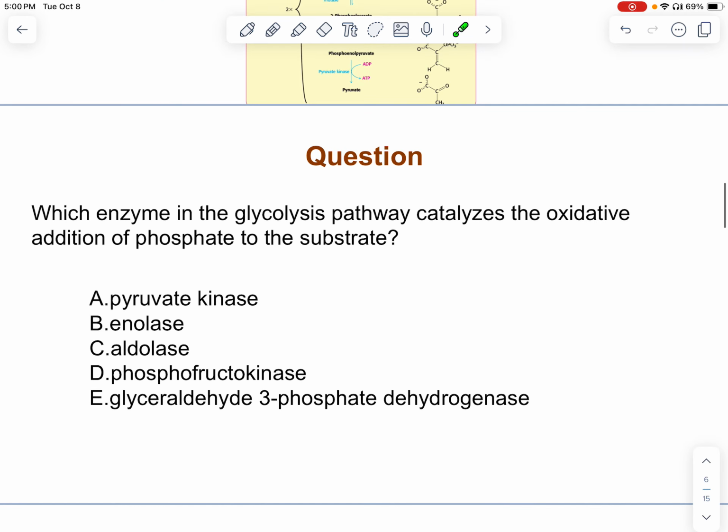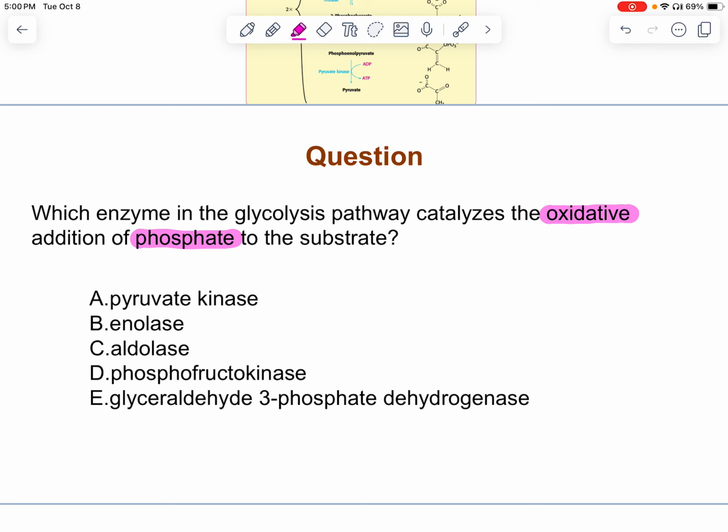I stuck this question in here just to highlight what I would expect you to be able to do. So here's the question. Which enzyme in the glycolysis pathway catalyzes the oxidative addition of phosphate to the substrate? When I think about it, first of all, we're adding a phosphate, that's going to highlight some things. But the other key word here would be that oxidative. We're talking about a redox reaction.